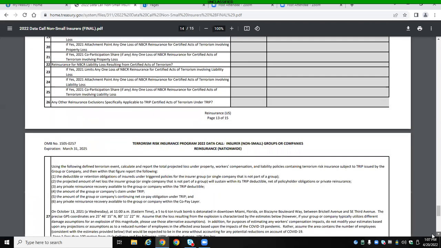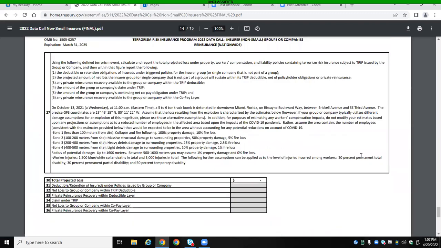Moving on to the next page, this is this year's model loss question. As you know, we do this every year. Figure out your total loss under your policies. That's line 30. Lines 31 to 36 are essentially the elements of loss associated with an event under TRIP. Obviously, policyholders are going to have an exposure based on the deductibles that are in their policies. That goes there.